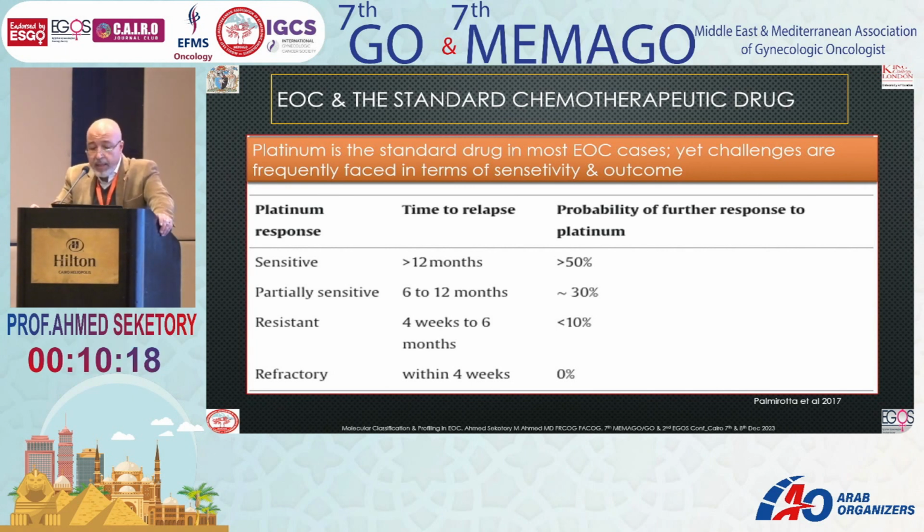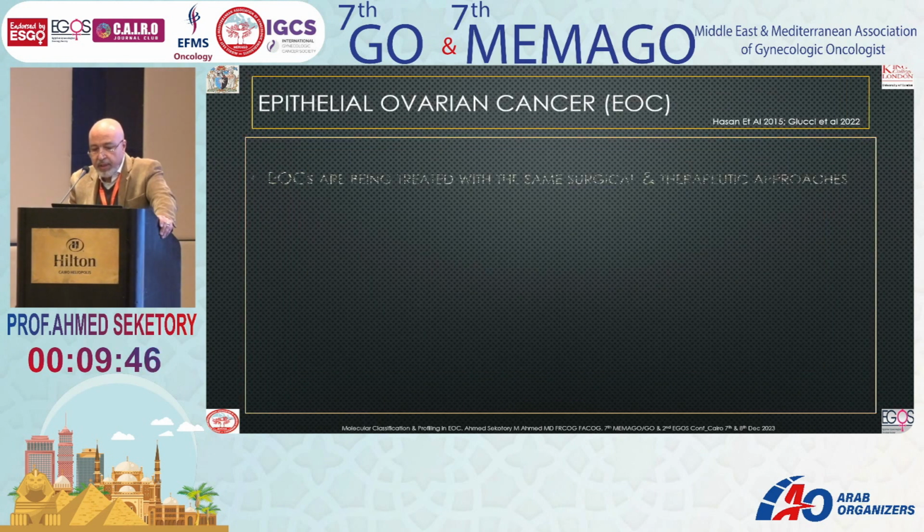And those who relapse and have been sensitive to platinum show another response, a sensitivity in the region of about 60%. Those who have partial sensitivity, you start getting very poor results from rechallenging them with platinum. And you just lose those who have been resistant to platinum and refractory to platinum. And that's the big challenge.